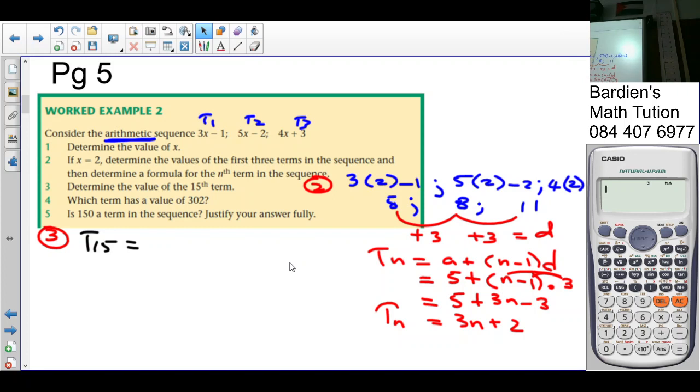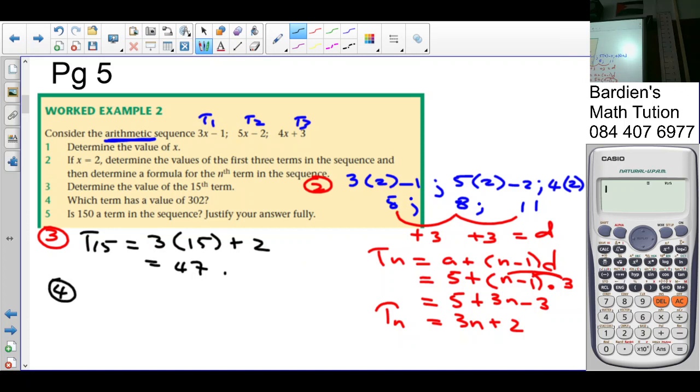Okay, so what do we get? 3 times 15, which is 45, plus 2, which is 47. You will give it that? And number 4, which term has a value of 302? So the nth term is 302. So we must calculate the value of, what must we calculate the value of here in this case? N, not so? So what is Tn? 3n plus 2. So we say 3n plus 2 is equal to 302. Solve for n, and then you answer question 5 as well.